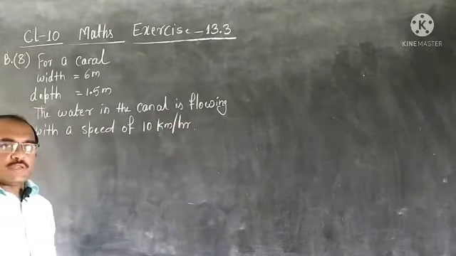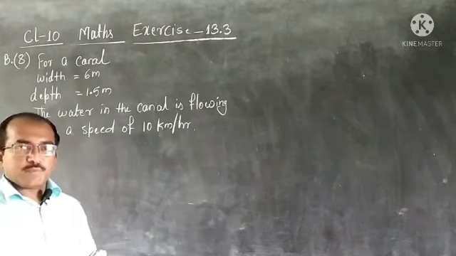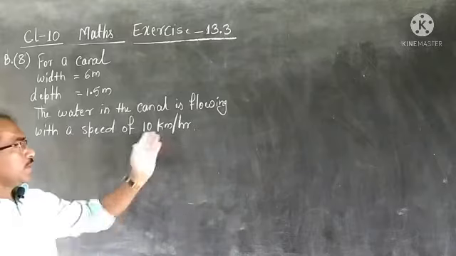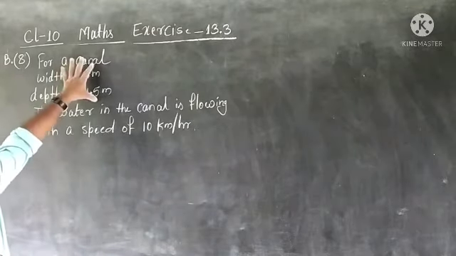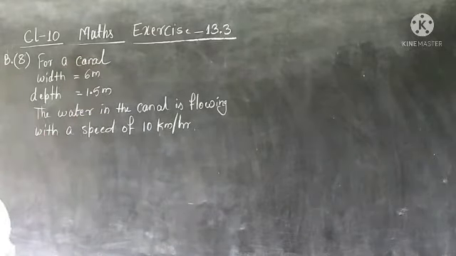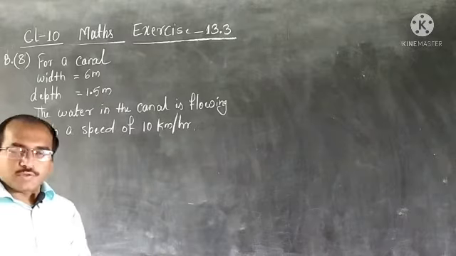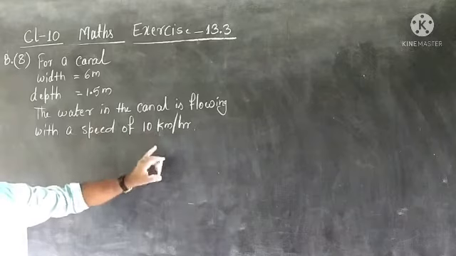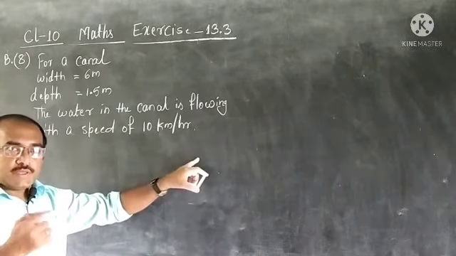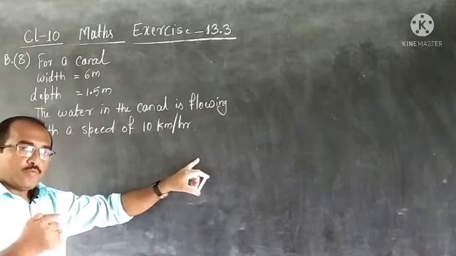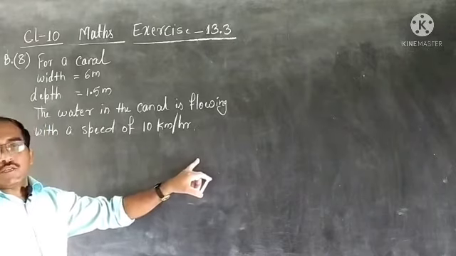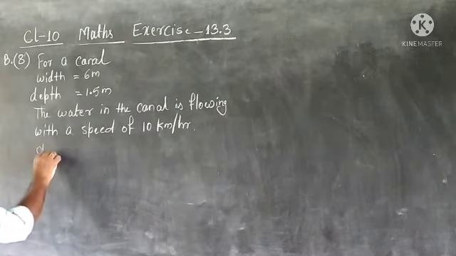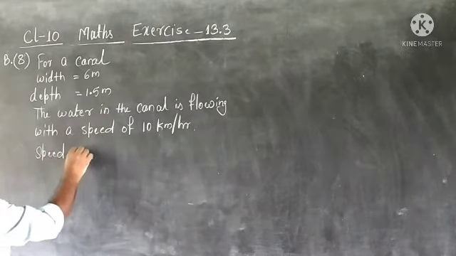The unit of speed is kilometer per hour or meter per minute or meter per second. Here we have the unit kilometer per hour, and the dimensions of the canal are both in meter. So, first we need to convert it into the same unit. The thing is that this is not just 10 km, it is 10 km per hour. That means, in 1 hour the water moves from one point to another, that distance is 10 km. So, we will calculate the speed of water per minute.